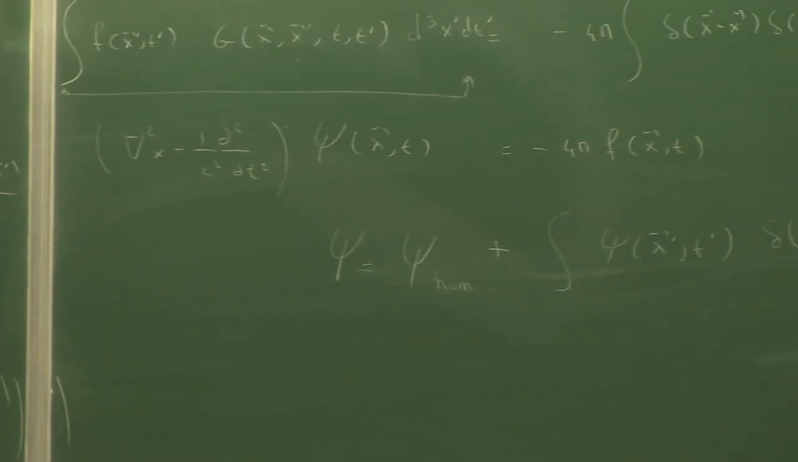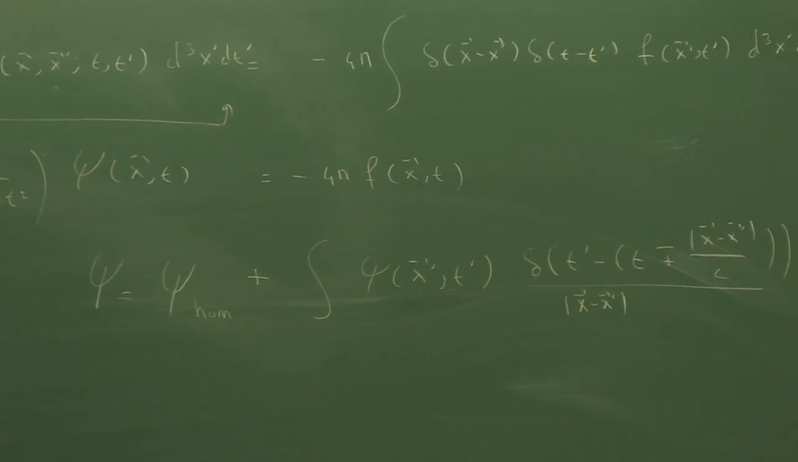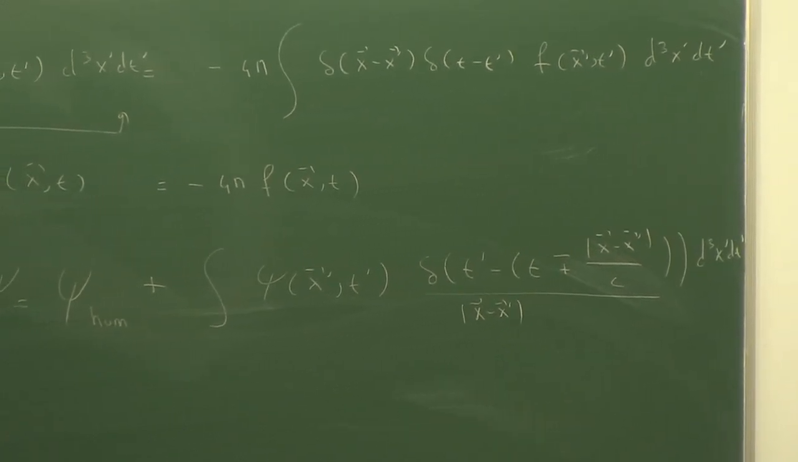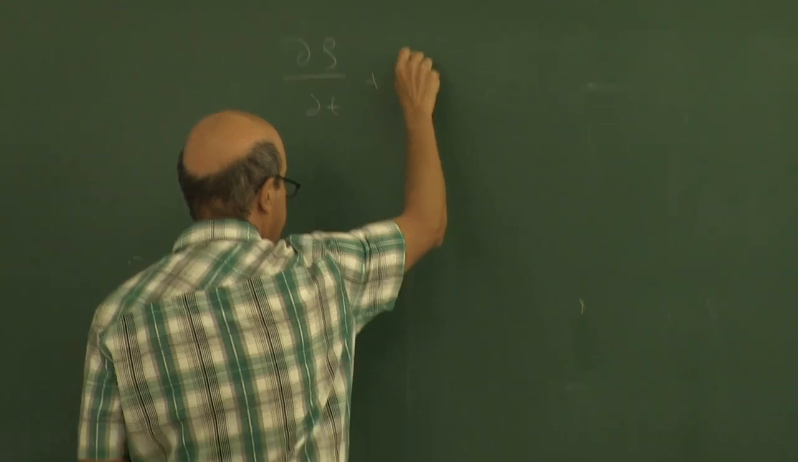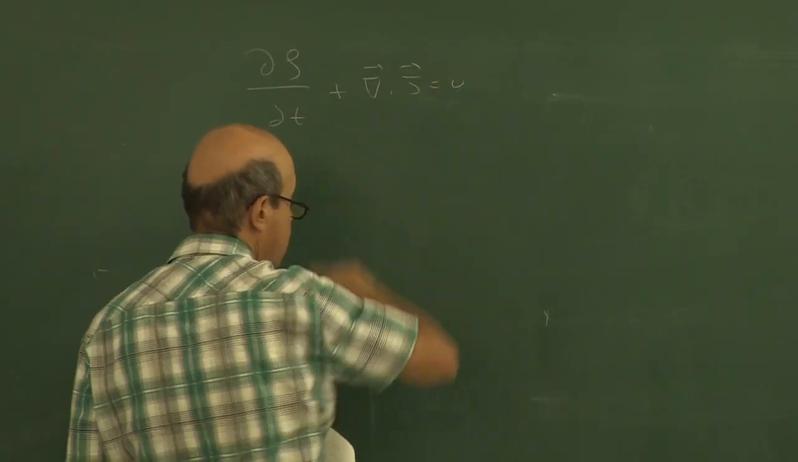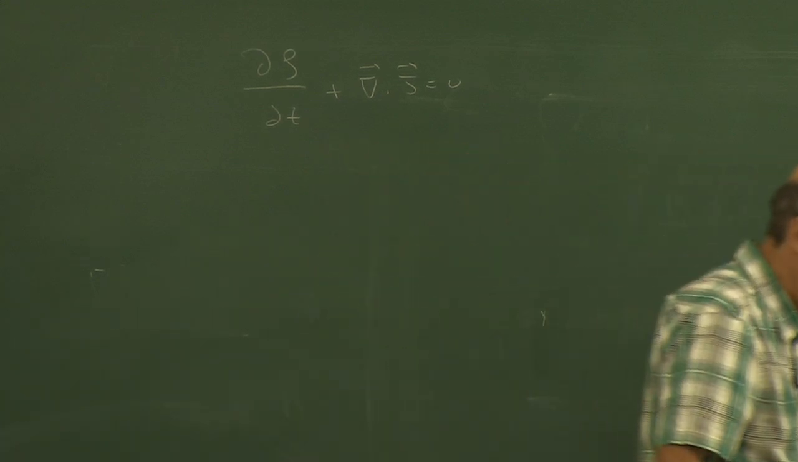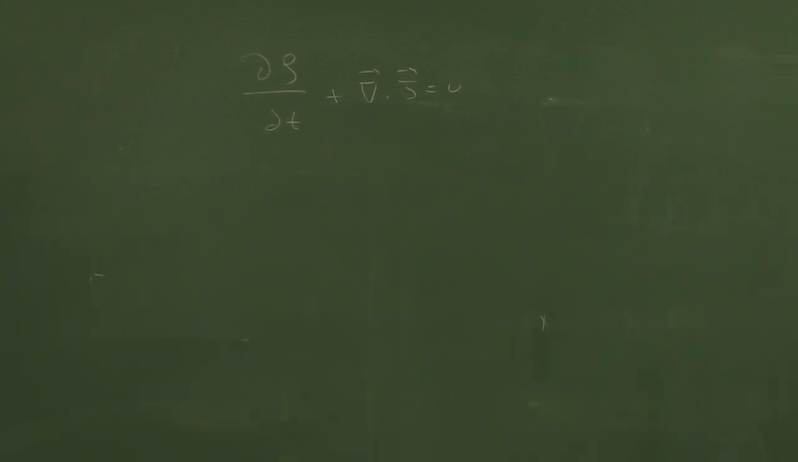So the idea was the following. We have actually 3 conservation laws. One of them is the conservation of what? Charge density. Del rho over del t plus del dot J is equal to 0. And the other will be the conservation of energy and momentum.